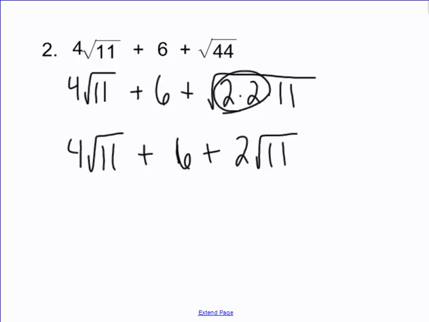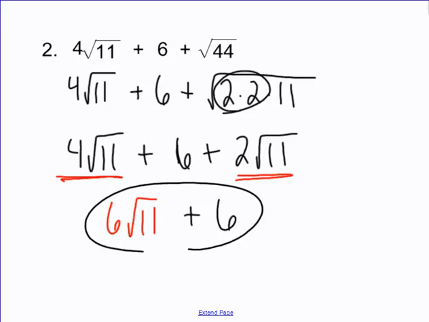So now you're going to combine like terms. These two both have like terms. They're both radical 11s. I have 4 radical 11s and another 2 of them for a total of 6. This plus 6 doesn't have any radicals on it, so you just add it on, and that's it. You can't combine them. It's kind of like a problem where it was 6x plus 6. You can't combine these terms because they're unlike. That's how these are.